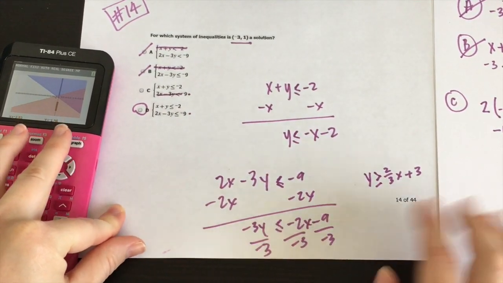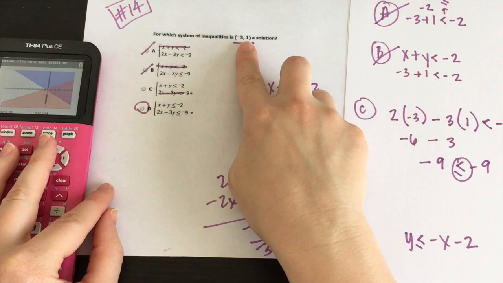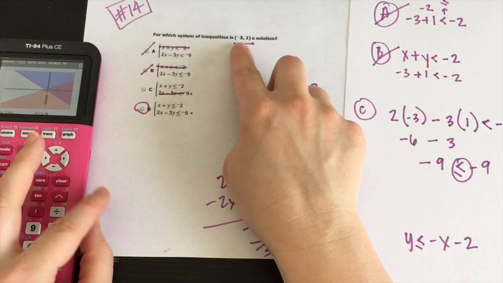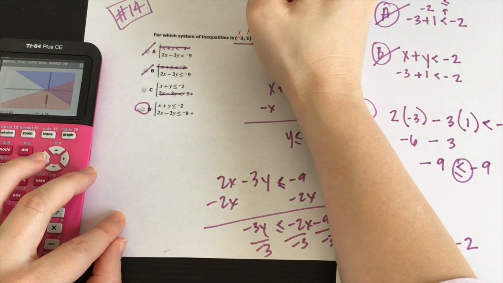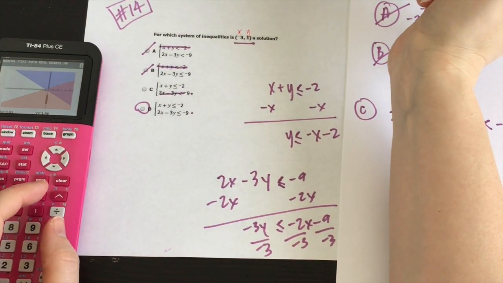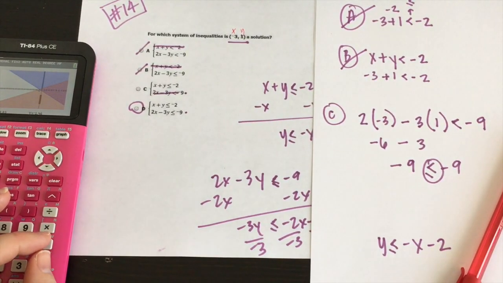Honestly, all this was unnecessary. This is the easiest way to do this one. Again, what we did for this one, plug this in for x and this in for y to see which ones check. All right.